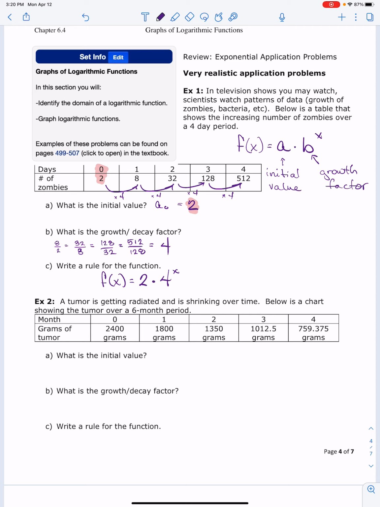So take a minute to look at example 2. This would be a great time to pause the recording, take a shot at this on your own, and then unpause, come back, and see how you did.